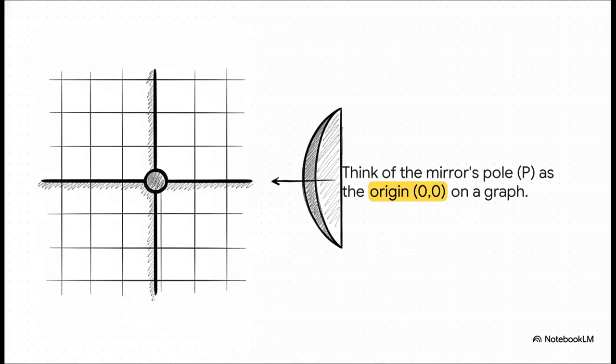The easiest way to understand this is to imagine placing the mirror on a graph paper. We treat the pole of the mirror, P, as the origin, the point (0, 0). The principal axis becomes our x-axis, and a vertical line through the pole becomes our y-axis. The most important rule to remember is this. All distances are measured from the pole. The pole is our starting point for everything.